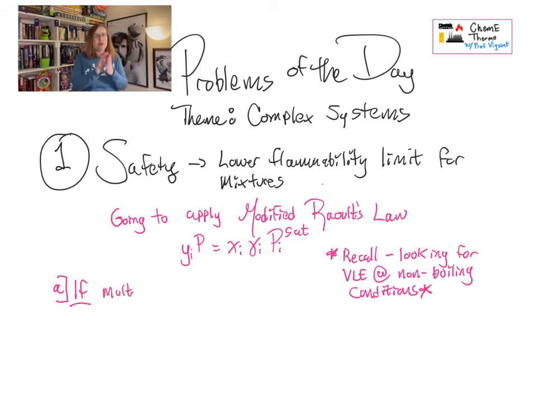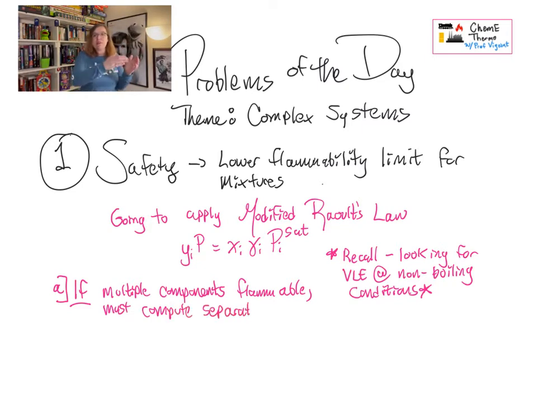So remember, at this point, we're not necessarily saying, let's boil this liquid. We are saying, here is a liquid. It is perhaps at room temperature. What is the partial pressure of the vapor and what is the composition of that vapor? And is that in the flammable range? So if you have multiple flammable components, you would be summing up all of those mole fractions and comparing that to the lower flammability limit of the various compounds. So you would want to calculate those separately in sum.